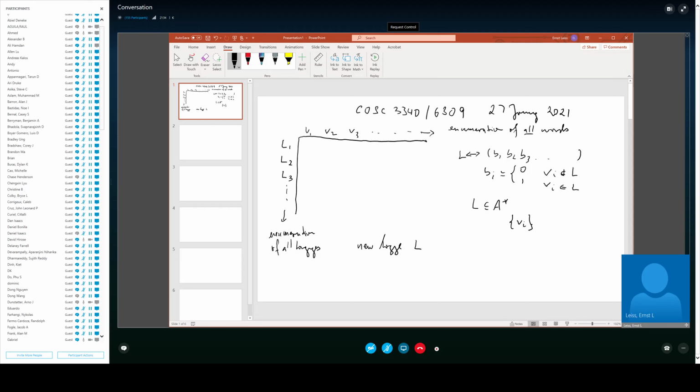What I'm going to do is look at this and define it in the following way. This is the set of all Vi such that Vi is not in Li. So in other words, I am looking at the diagonal here.